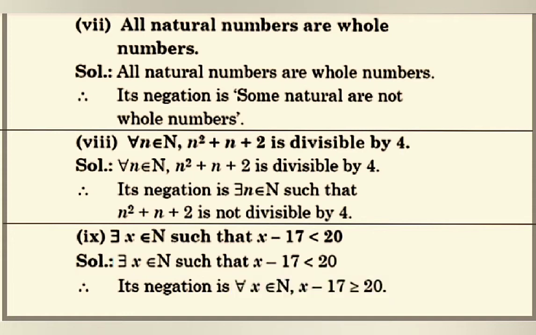That means here first this symbol is replaced by for all. This there exists symbol is replaced by for all, and here x minus 17 is less than 20, but here we write x minus 17 is greater than or equal to 20. This is the negation of this statement. Let's see the next question.